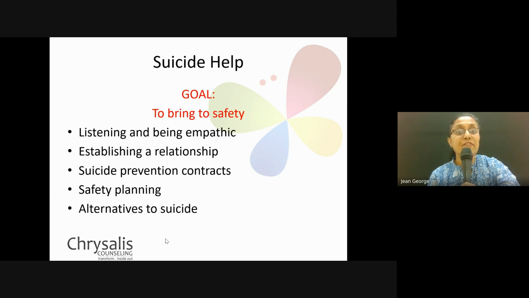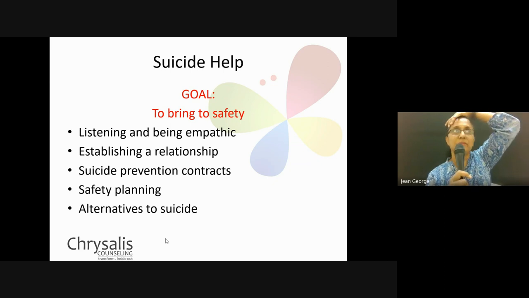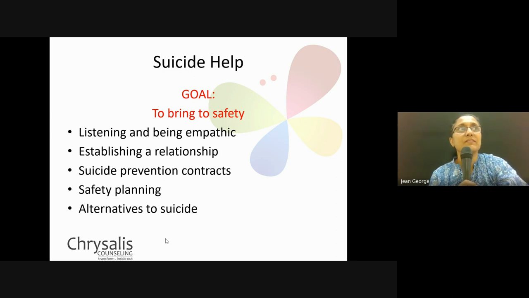Then safety planning. Safety planning is first and foremost: when someone talks to you about suicide, should you be confidential or not? So it is confidentiality in counseling. You can breach confidentiality if you observe someone who's at harm to themselves or to others. You can breach that confidentiality because it's important to keep them safe.